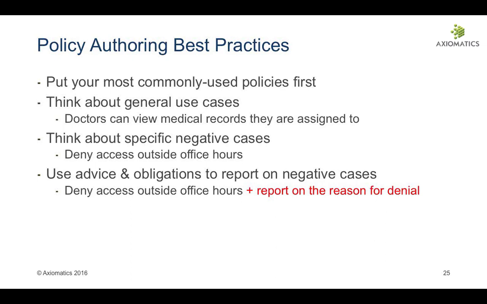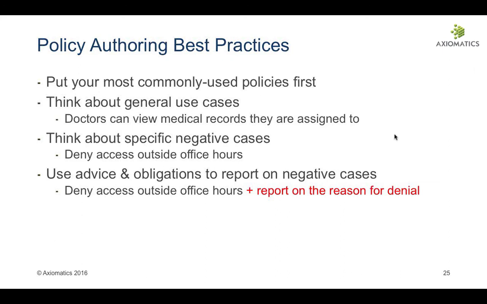And you also want to think about general use cases that will apply to 90% of the access being granted or denied. For instance, in the example that Jonas was writing, doctors can view medical records they are assigned to. That's the bottom line rule. As a whole, doctors can view medical records if they have a relationship with the patient. And then you want to start thinking about negative use cases. For instance, deny access outside office hours, deny access from outside the United States, deny access from a non-trusted device.